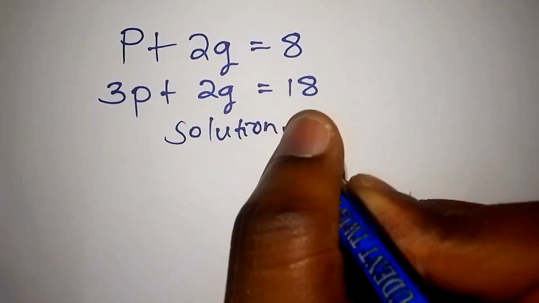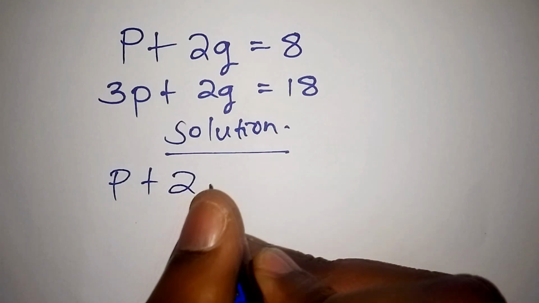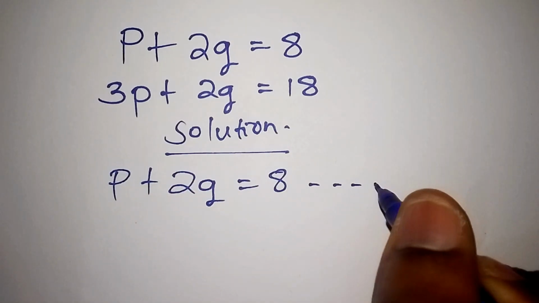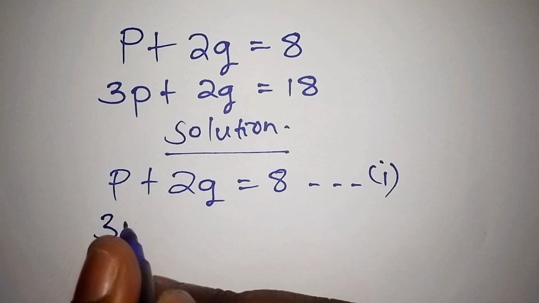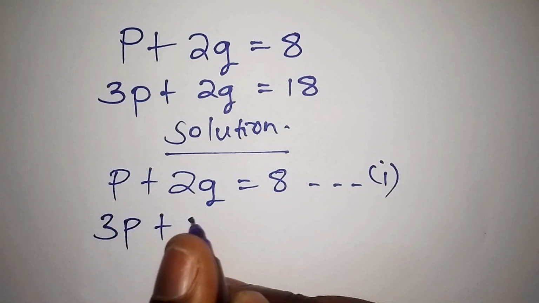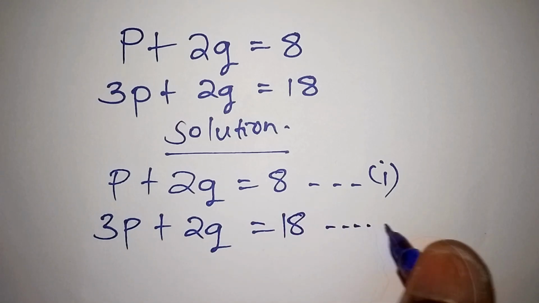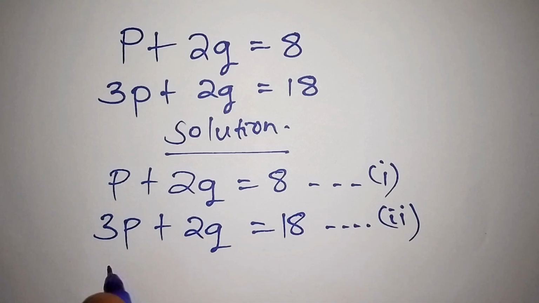On looking at the solution, we have P plus 2Q is equals to 8. Let this one form our equation 1. Then the second one is 3P plus 2Q is equals to 18. Let this one form our equation 2. So how do we solve this one? We shall now work on elimination method.